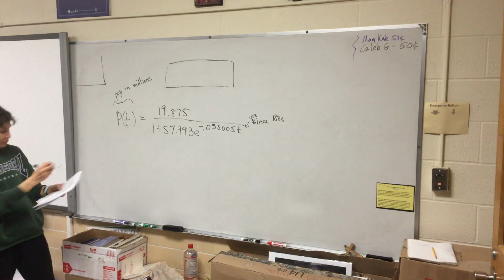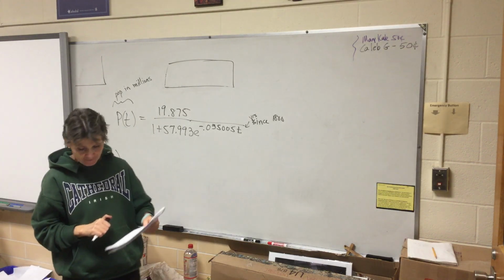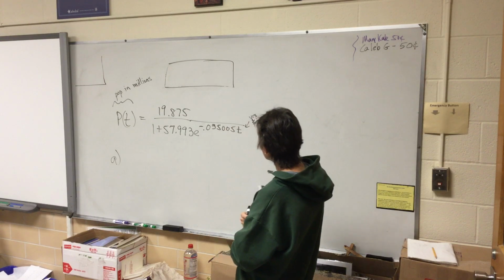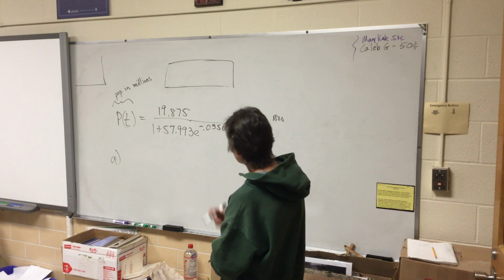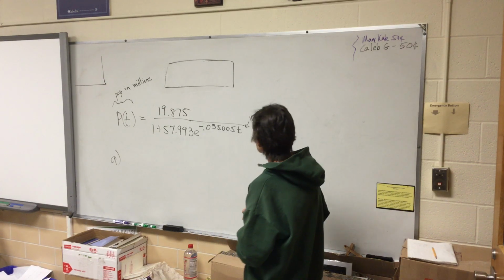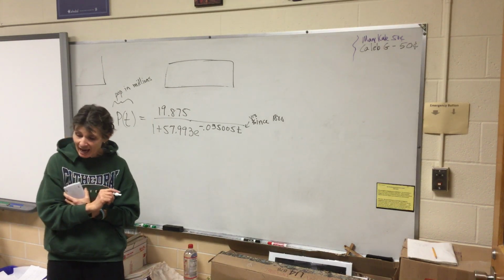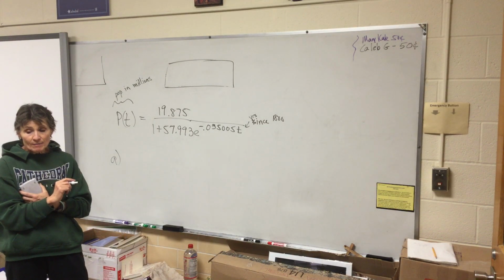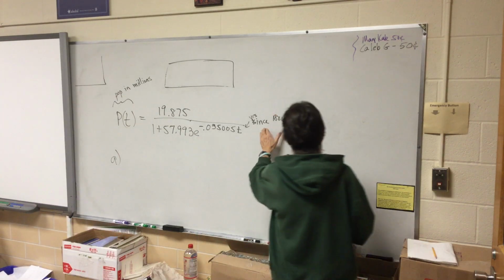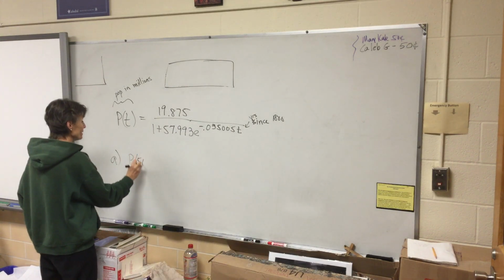All right, A. What was the population in 1850? Tell me what I'm going to do. How am I going to find my population in 1850? Are you going to plug in 1850 to t? Well, 50, exactly. Did everybody catch that? Since T was defined as the number of years since 1800, we're going to plug in 50.